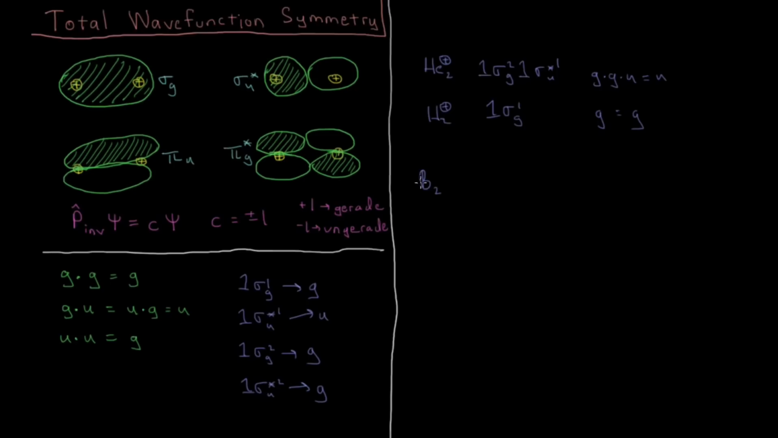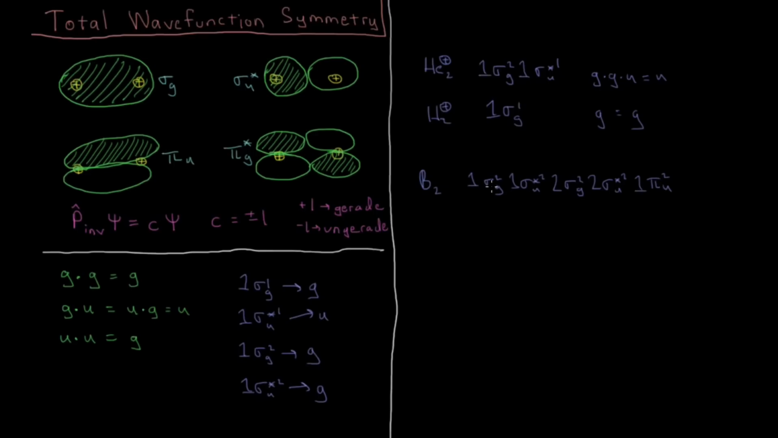That configuration has 10 electrons, so according to our diagram from a couple videos ago, that's 1 sigma g 2, 1 sigma u star 2, 2 sigma g 2, 2 sigma u star 2. Then our final 2 electrons are going to be 1 pi u 2.